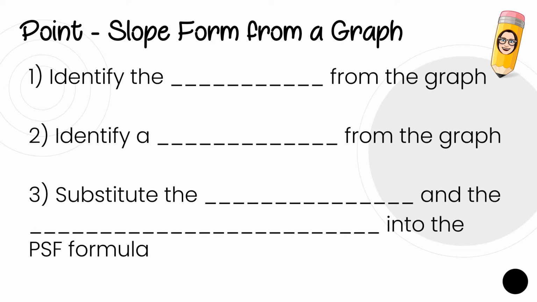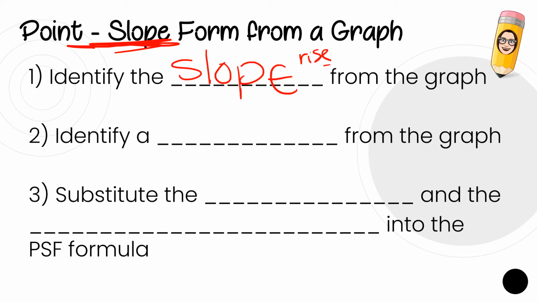All right, let's go through the steps for writing an equation in point slope form from a graph. Well, it's written in the name. The first thing you need to do is identify the slope still. You have to count your rise over run. Sorry, my writing's kind of messy there.